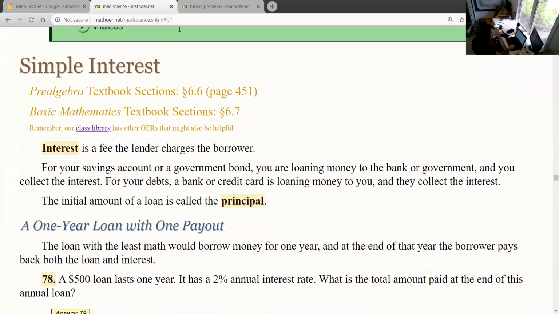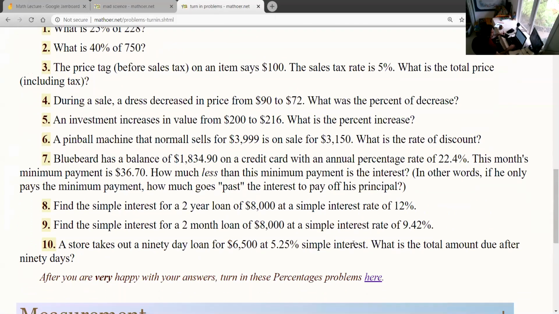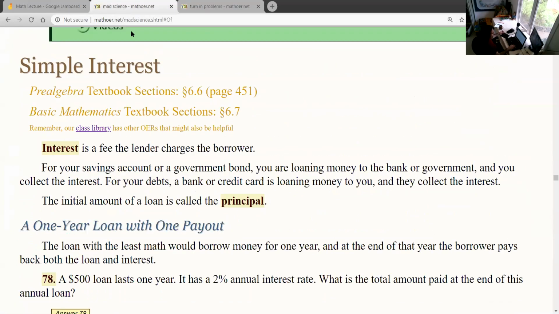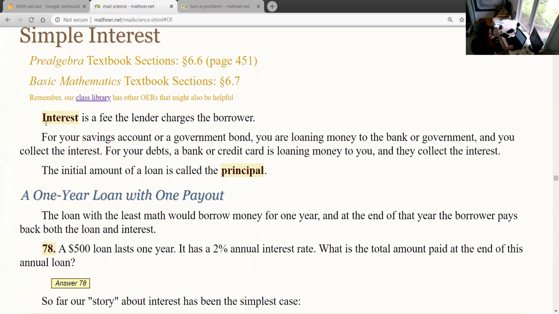No, okay. The last kind of thing, if you look at the turn-in problems, is simple interest. So we have time for that. We're now on either page 451 in the online green book or 6.7 in the zebra book. We've had a problem with interest already. Interest, if you think about it, is a fee that the lender charges the borrower. So if you have a savings account or a government bond, you are the lender. You are loaning your money to the bank or the government. So you get the fee, you collect the interest.